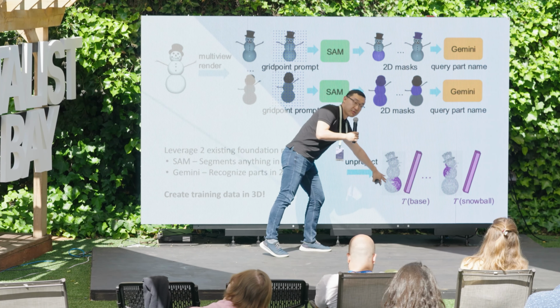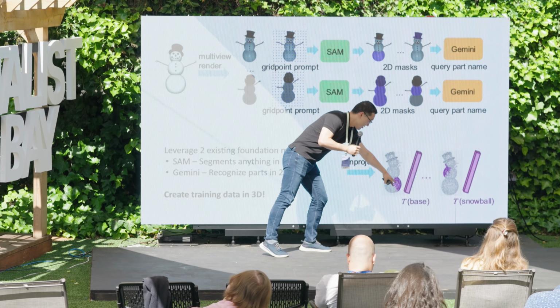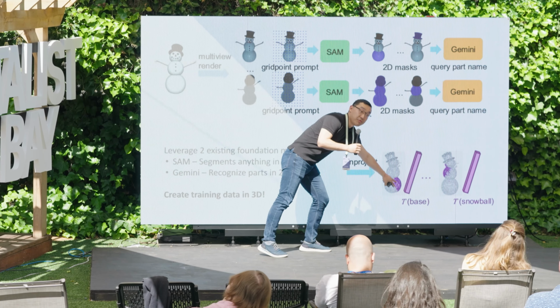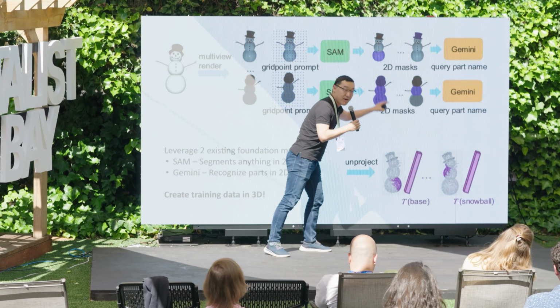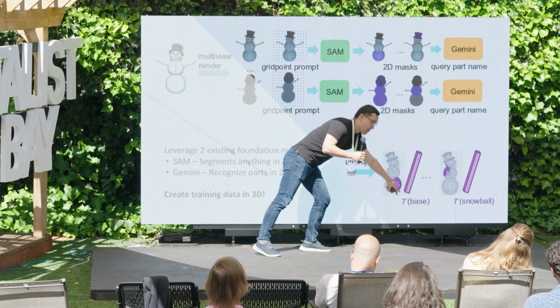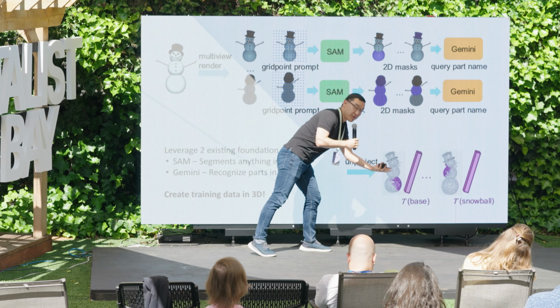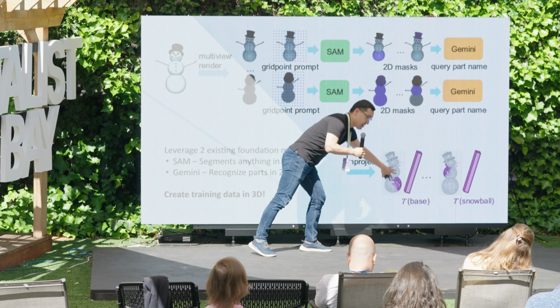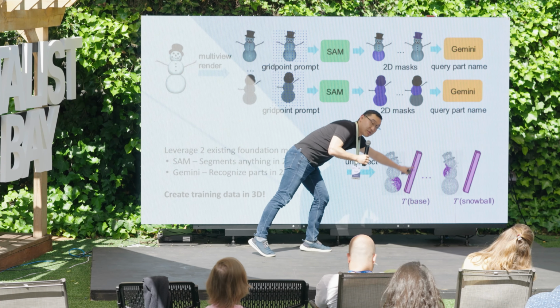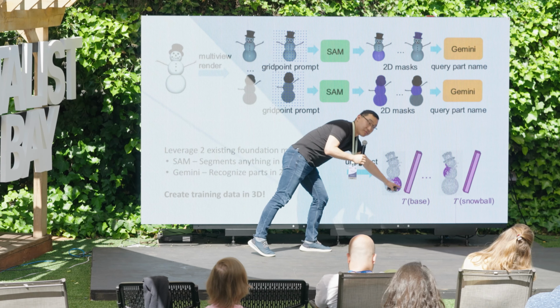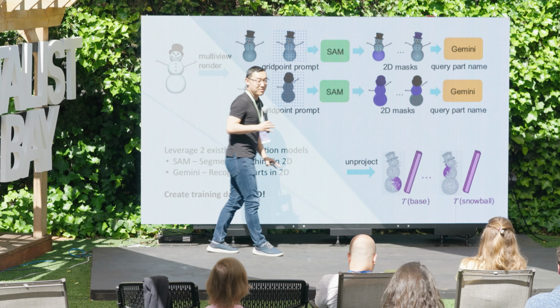So this is the point cloud representation of the 3D snowman. These are the points that were rendered from this view. And these points, Gemini said, from the segmentation mask, are the base of a snowman. So then you get base. And then you train a foundation model that maps these points to an embedding. And this embedding needs to decode base. I can explain offline more.